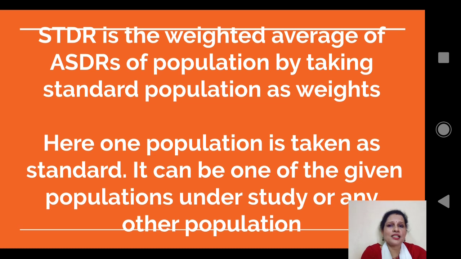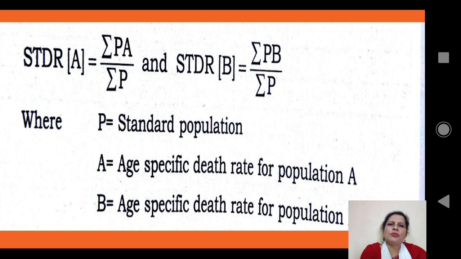Another possibility is, out of Karnataka and Maharashtra, you can take any one as the standard population. You need not go for another population as a standard population. Out of the two given populations, you can take any one as the standard population. So the standard population can be a different population, or it can be one of the two populations given.